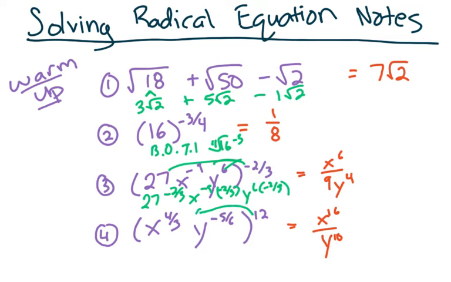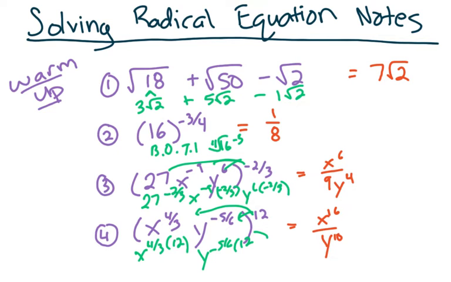And then 4 is very similar. We distribute that exponent. So x to the 4/3 times 12, y to the negative 5/6 times 12. 12 times 4 is 48, divided by 3 is 16. 12 times negative 5 is negative 60, divided by 6 is negative 10. And since it's negative, it goes on the denominator.